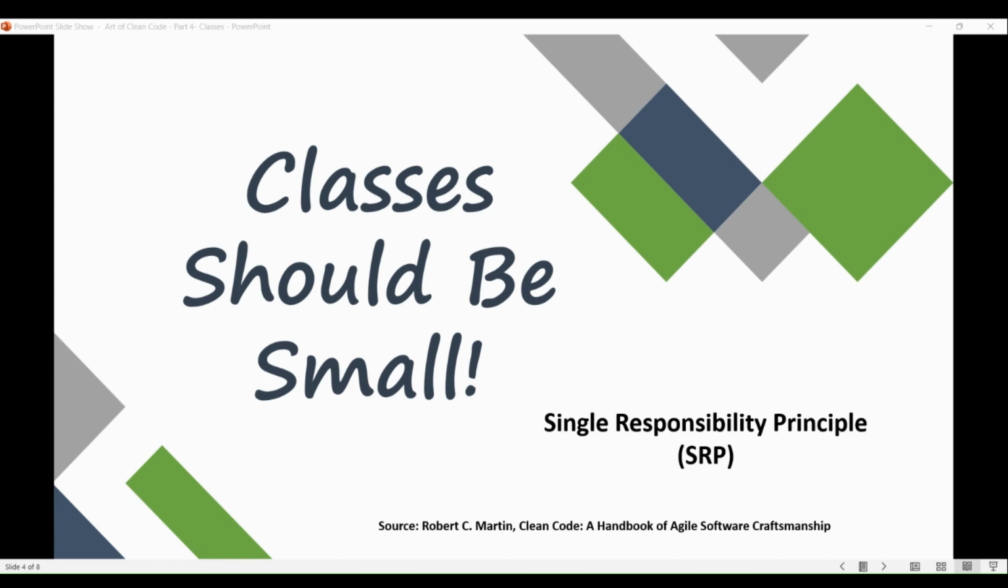But again, the question comes, how small is small? With functions, we measure the size by counting the physical lines, and with classes, we use a different method. We count the responsibilities. Remember the single responsibility principle. So, the name of a class should describe what responsibilities it fulfills. And as Robert Martin says, in fact, naming is probably the first way of helping determine the class size.